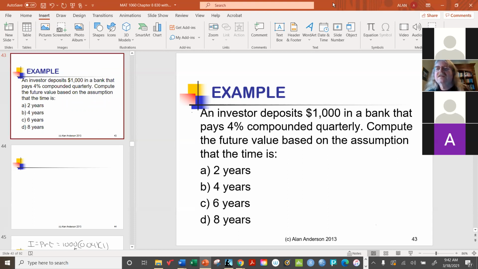Oh, wow, that was fast. 1020. Ooh, I have something different. Let's see. Maybe I made a mistake here. Hold on. Let me just double check my results. Oh, no, you got it. Sorry, I made a typo in my calculator. You have it. It is 1082.86. Perfect. All right, so let's see why.